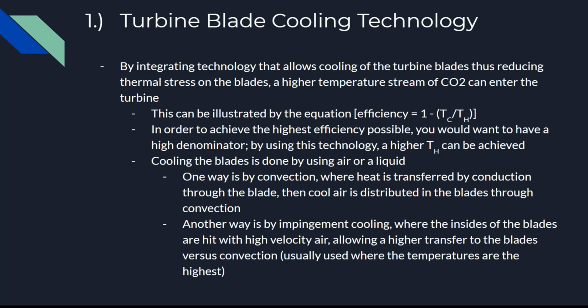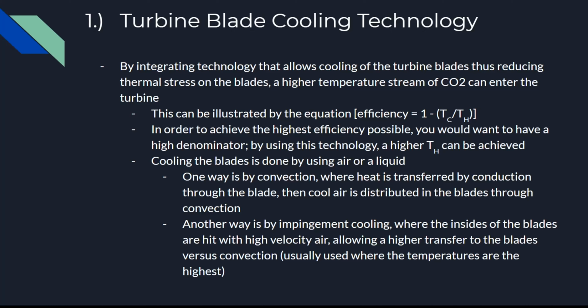The first way is turbine blade cooling technology. By allowing cooling of the turbine blades, reducing thermal stress on the blades, a higher temperature drop can be achieved. This can be illustrated by the equation shown. A higher denominator will result in a higher efficiency. Cooling the blades is done using air or liquid.